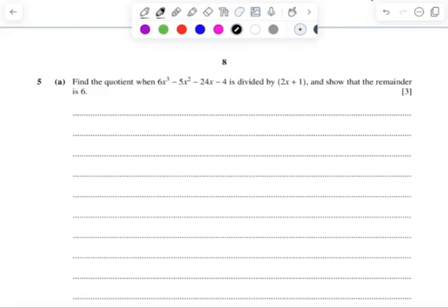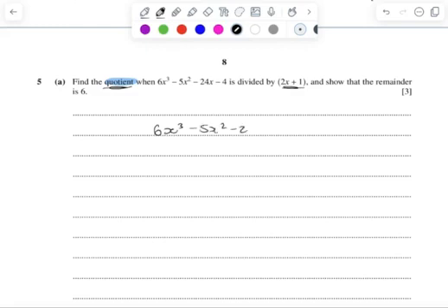Okay, next. This is interesting. We've got another polynomial division looking question. Find the quotient when that is divided by that. When they say find the quotient, we can't just plug this in and find the remainder. We're going to have to do polynomial division. Show that the remainder is 6. That's kind of them, because then we can know if we're doing the right thing or not.